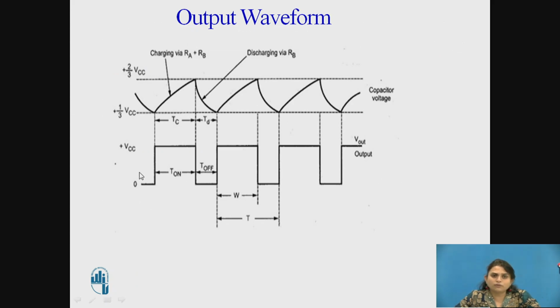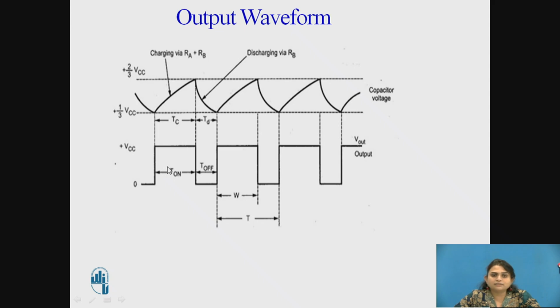See, this is the output waveform. Here, the capacitor will be charging from 1/3 VCC to 2/3 VCC, charging via RA plus RB. And when the capacitor discharges, it will be discharging through RB, again from 2/3 VCC to 1/3 VCC. So, this is the charging time, this is the discharging time.